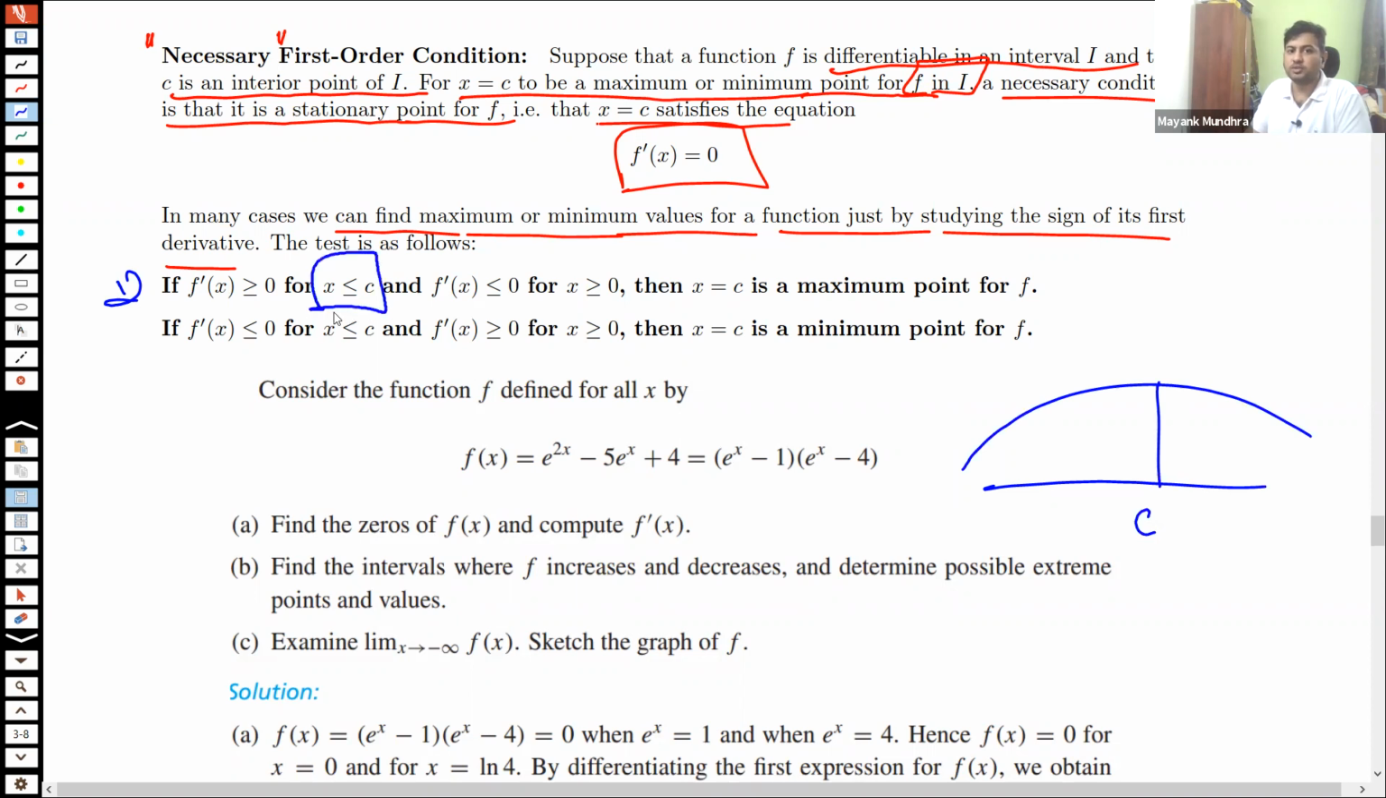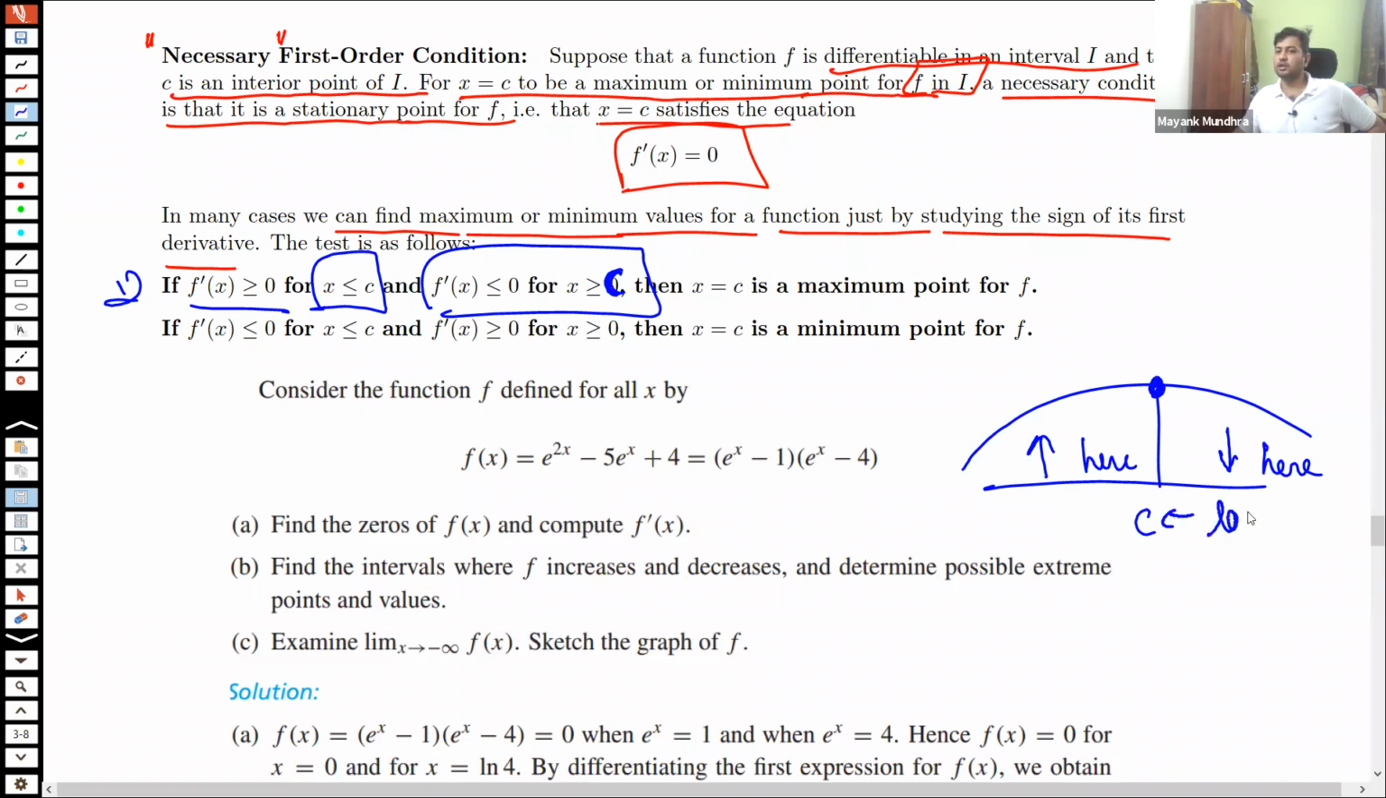So to all points to the left of c, the function is increasing. So the function is increasing here, and to all points greater than or equal to c, so this should have been c. This is the typo. To all points to the right of c, the function is decreasing. So it is decreasing. So if you even know this much, you can be certain that the point c is a local maximum.